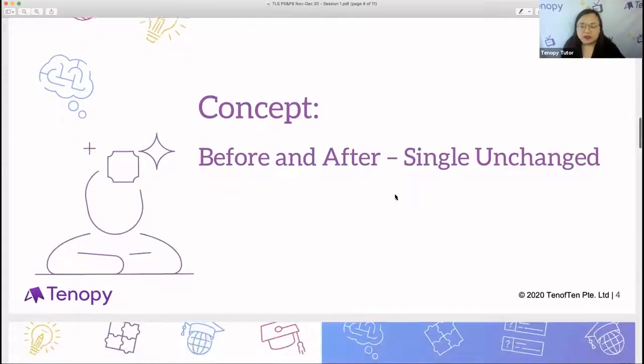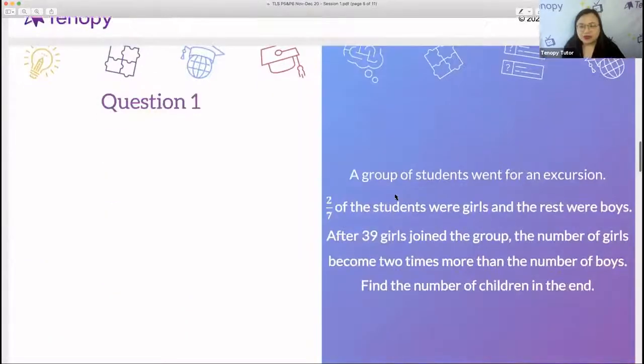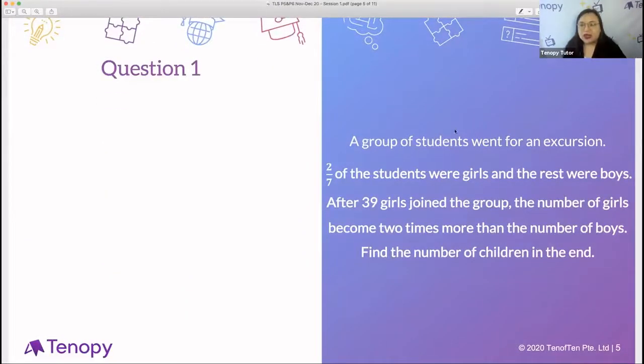So let's take a look at the first question itself. This is question number 1. They mentioned that a group of students went for an excursion. 2/7 of the students were girls and the rest were boys. After 39 girls joined the group, the number of girls became 2 times more than the number of boys. Find the number of children in the end.